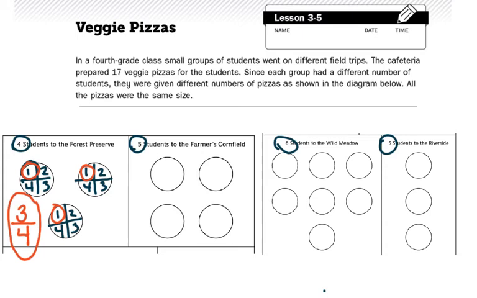So the group going to the farmer's cornfield, would you please draw 4 large circles? How many equal parts are we going to have to divide these pizzas into? Fifths. So I'm going to divide each one into fifths. 1, 2, 3, 4, 5. So I divide it to the middle, out to the side.